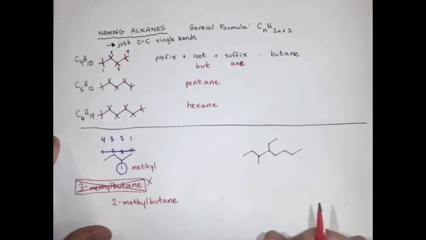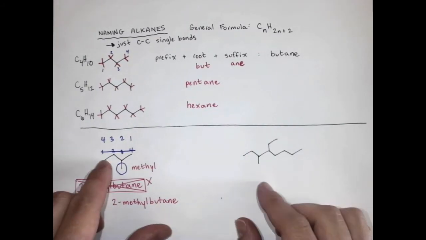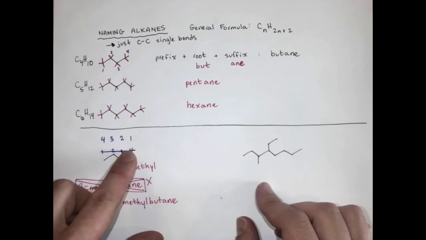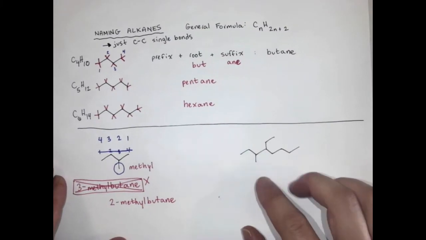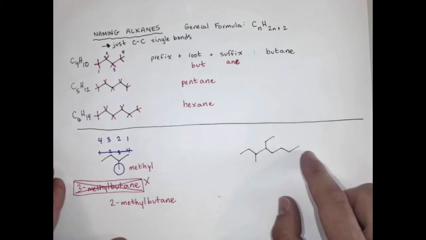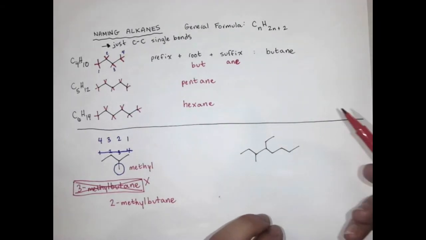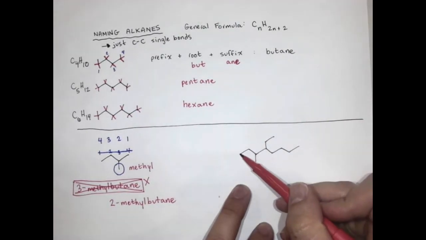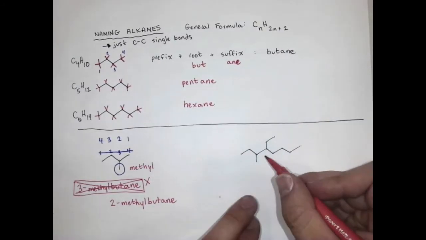So as much as possible, the branches need to get the smallest possible number associated with them. And that will depend on how you numbered your main branch. Did you start from left to right, or did you go right to left? All right, let's look at this last example over here. Here we've got 2 branches coming off our main chain. First thing we need to do is figure out how many carbons there are in the longest continuous chain. So I'm going to start from left to right. 1, 2, 3, 4, 5, 6, 7, 8. So I have 8 carbons in my chain.